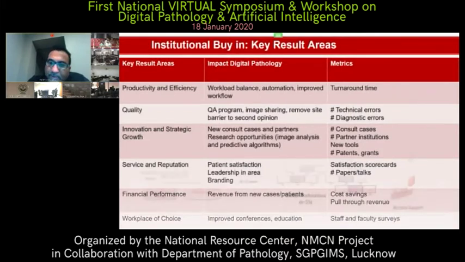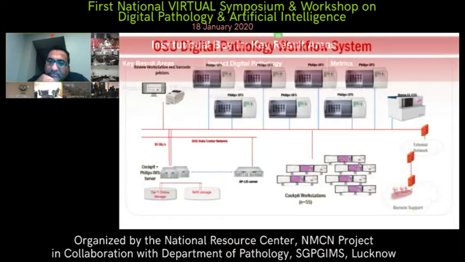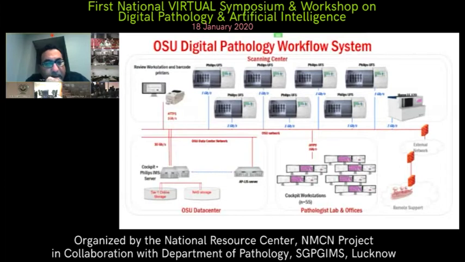So this is the network that we are on. You can see we have several scanners which are connected to the network. We have review workstations and barcode printers. We also have a large scanner which can do whole mount slides. These are connected to our OSU data center network with a bandwidth of 10 GB/s.